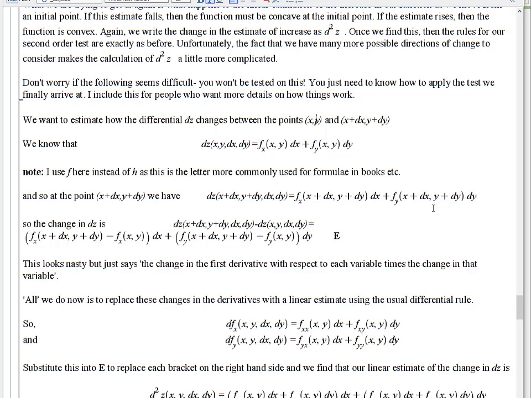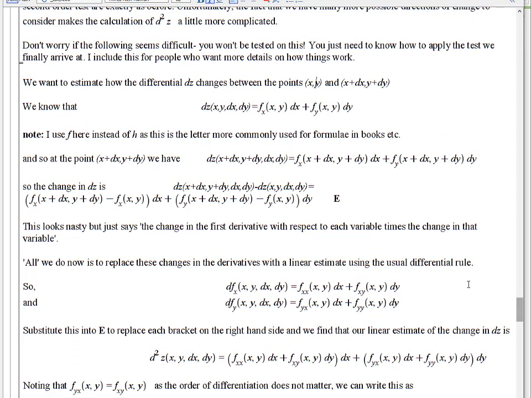So what I want to know is that d2, this change, is going to be the difference between this and this. So I've got to subtract these two things, which is why it gets quite large. The difference in the predicted change is this minus this, so it's all of this stuff. So you can see, really all it is is the difference in each partial derivative multiplied by that differential.